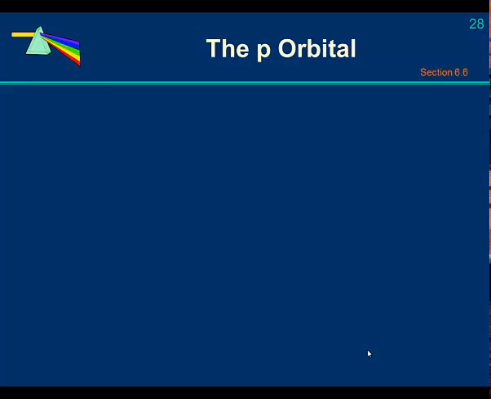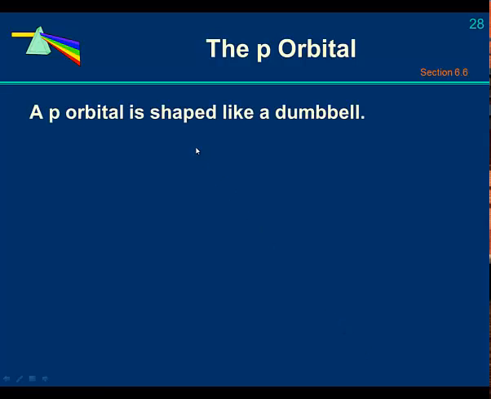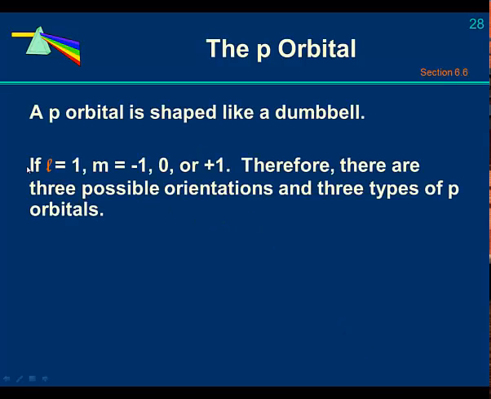And then we have the p orbital. The p orbital is shaped like a dumbbell. If you remember, L equals 1 is a p orbital, and if L equals 1, we can have m sub L values of minus 1, 0, or plus 1. There are 3 orbitals for L equals 1, and that's a p orbital. So what that means is there are 3 types of p orbitals.